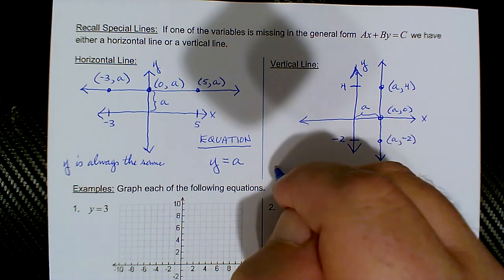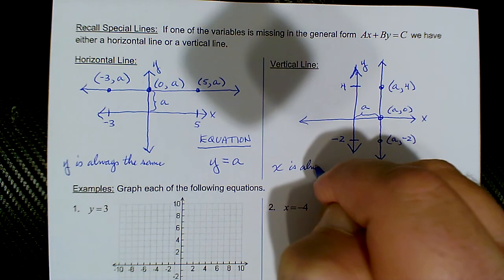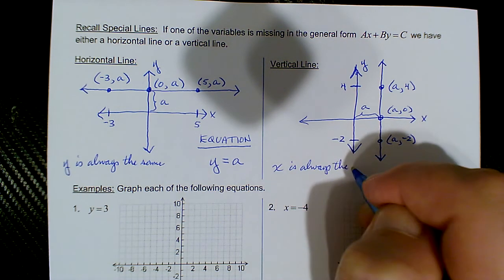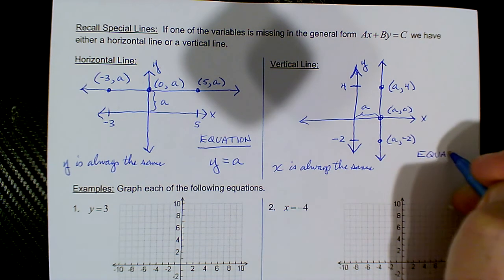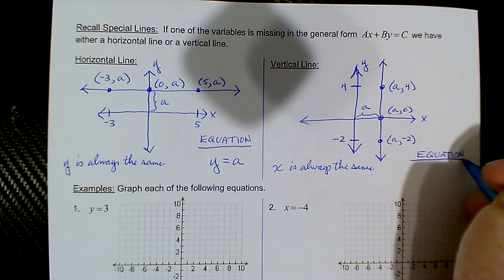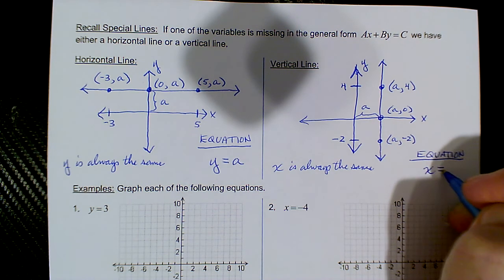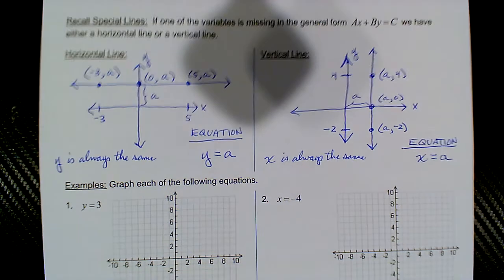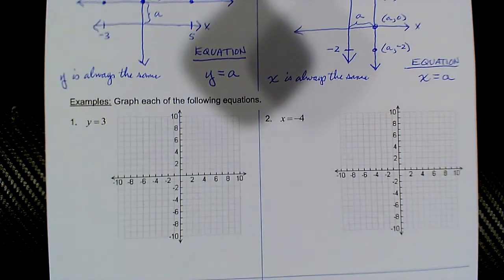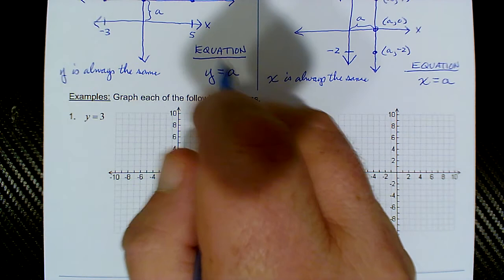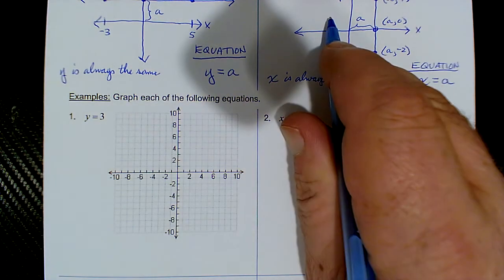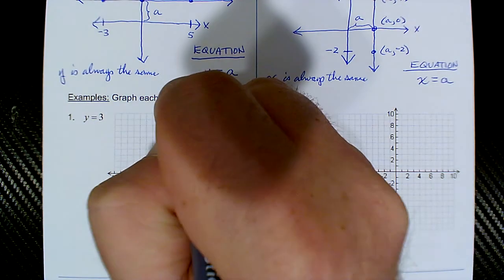So notice that x is always the same. And the equation for the vertical line is x equals a. Okay, so just look for the situation where one of the variables is missing and you know it's a special line. You don't have to memorize y equals is horizontal and x equals is vertical, because you could just use intuition.